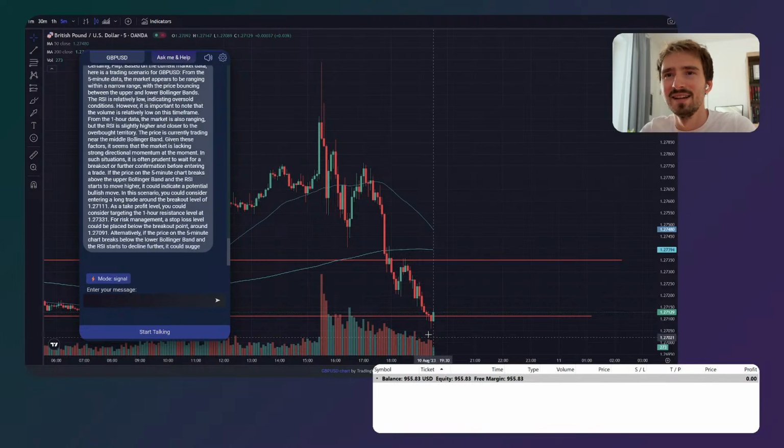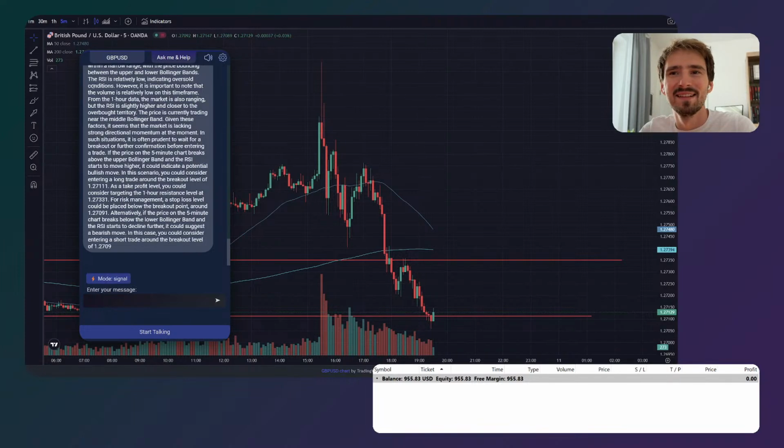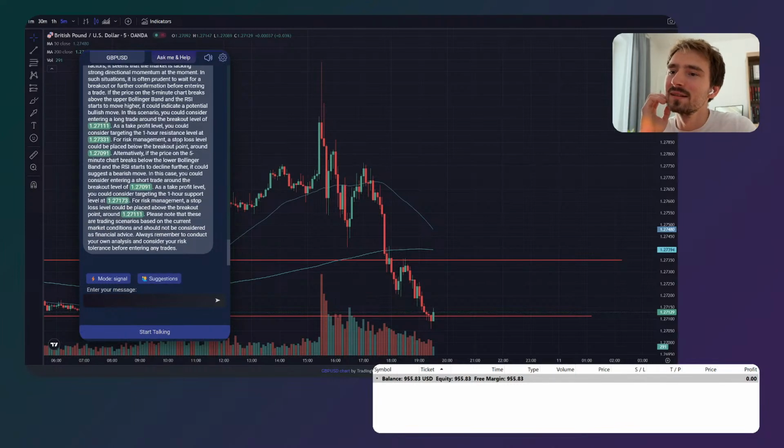From the 1-hour data, the market is also ranging, but the RSI is slightly higher and closer to the overbought territory. The price is currently trading near the middle Bollinger Band. Given these factors, it seems that the market is lacking strong directional momentum at the moment. In such situations, it is often prudent to wait for a breakout or further confirmation before.